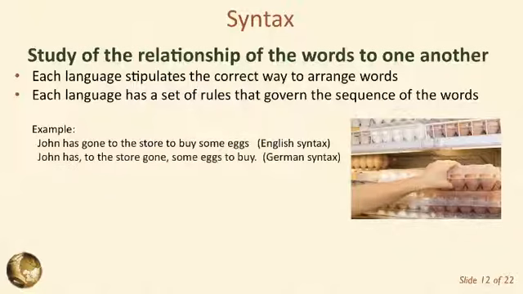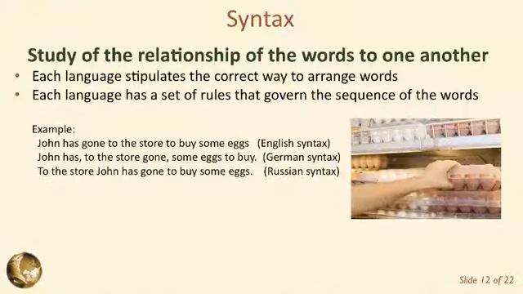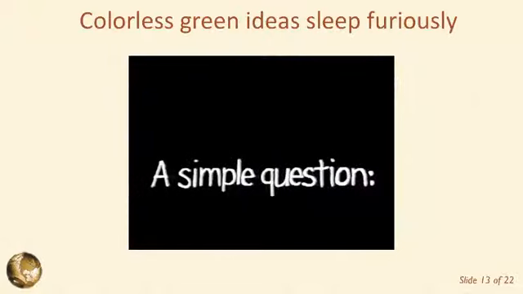Okay, let's look at word order in a different language. In German, this might be, John has to the store gone some eggs to buy. Johann ist zum Laden gegangen, Eier zu kaufen. So the word order there is significantly different. We have the verbs in different positions. Other languages are going to have different syntax. So we might have, in fact, in Russian, the prepositional phrase at the very beginning of the sentence. But there are rules for that. And let's look a little bit more at syntax in this next clip.